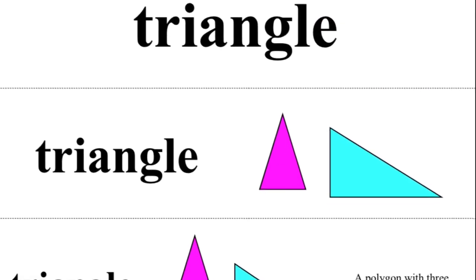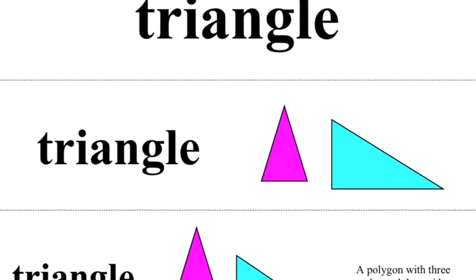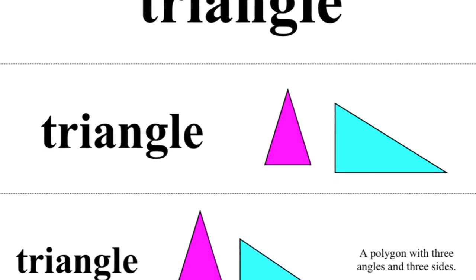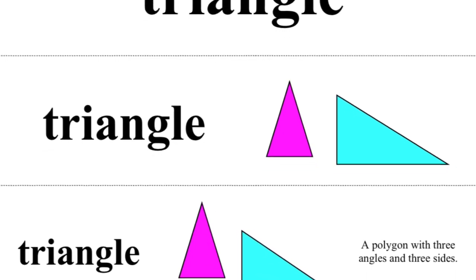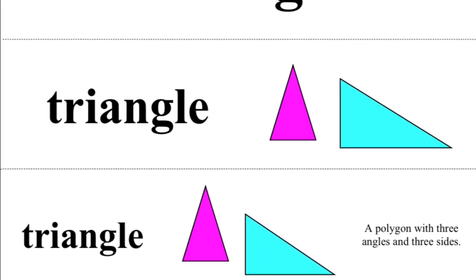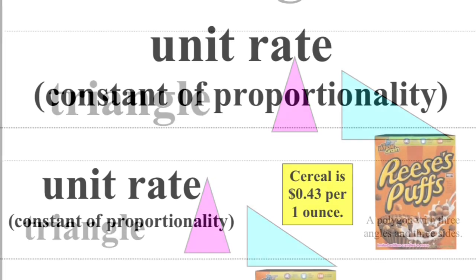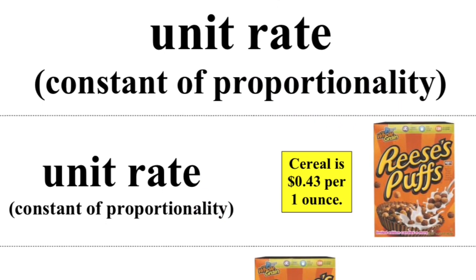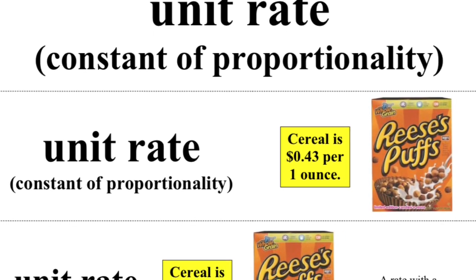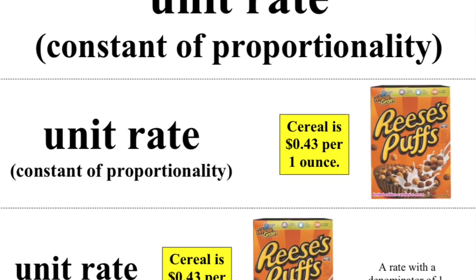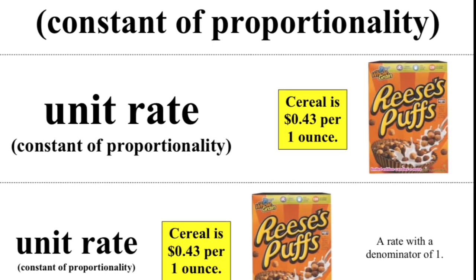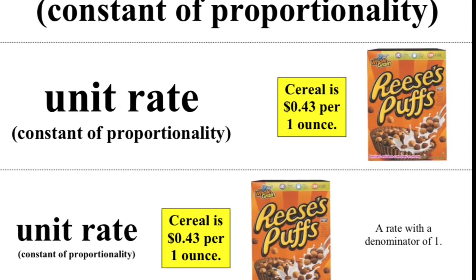A triangle is a polygon with 3 sides. A unit rate is a rate broken down into its simplest form. So if you were to buy 3 pounds of food, you would find the unit rate by taking the total amount and dividing it by 3 so you can find out how much it costs per pound.